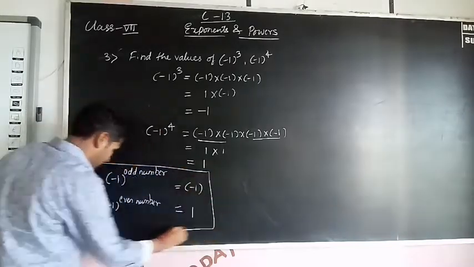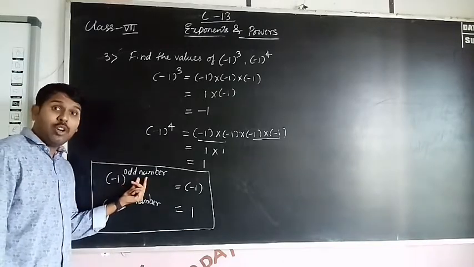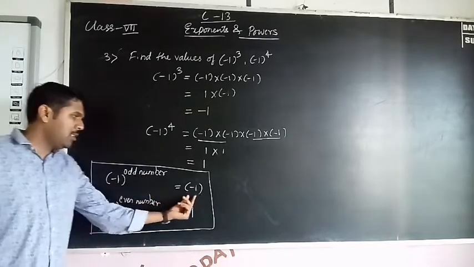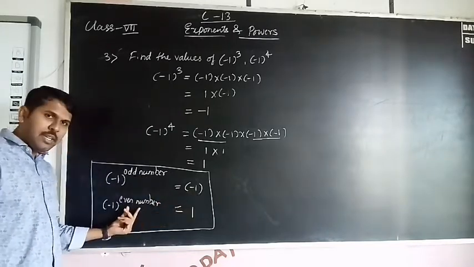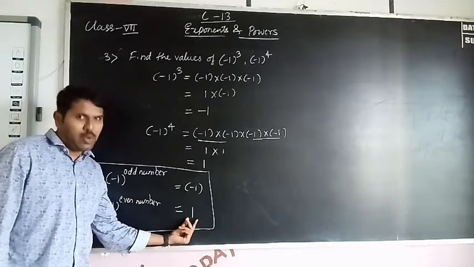Remember this. Okay. Minus 1 raised to a power that must be an odd number, that means 3, 5, 7, so many numbers are there, the answer will be minus 1. If an even number is in the power place with the base minus 1, the answer is plus 1.